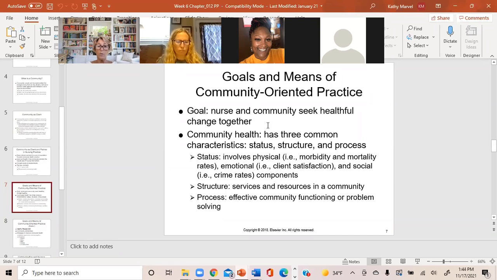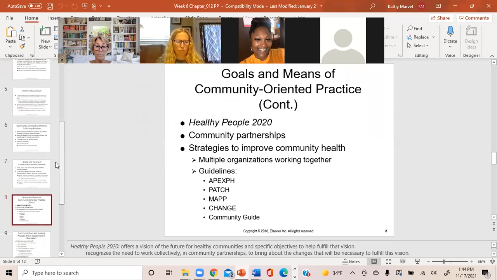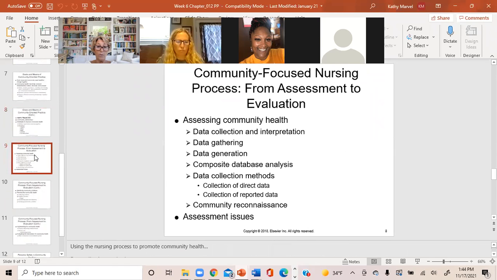Okay, so we need to understand that the communities have 3 characteristics. Everybody has the same characteristics. Everybody has to describe the status, the structure, and the process. But each of those may look different, will look different based on the community you're in. Okay, and then we'll go through some strategies to improve community health. We'll go through some of those.